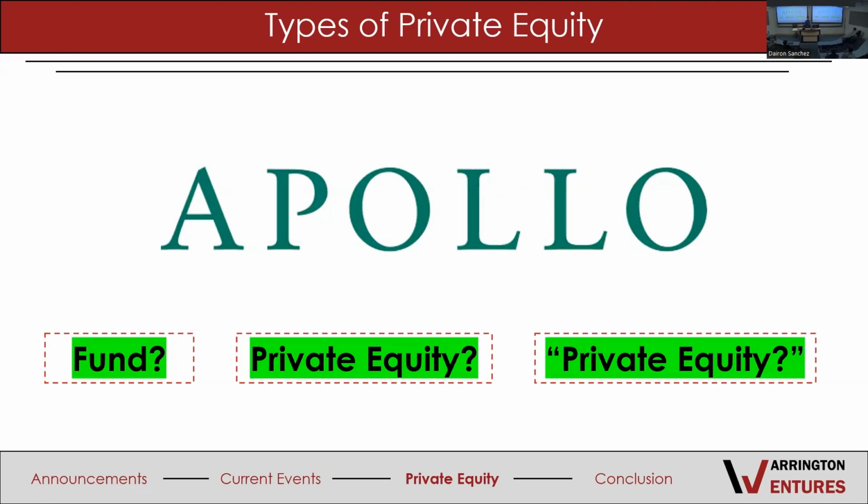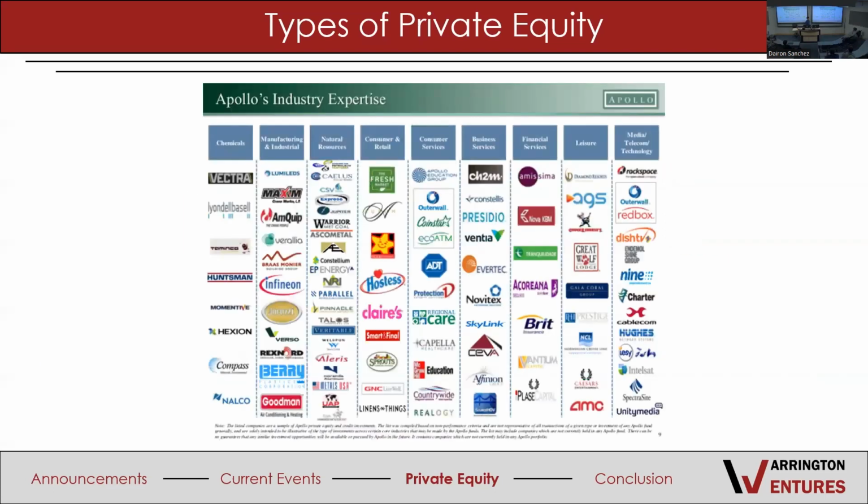It's all three. It's a private equity company. This is a traditional buyout private equity firm. I can show you right here, this is all the companies that Apollo either owns or has bought out. And this is kind of a slide that they would show when they're trying to raise money for a new fund.